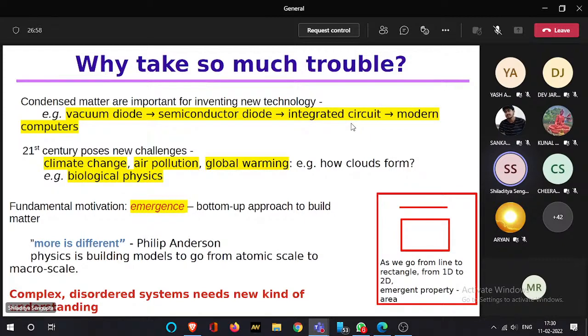So I'll give you two examples. The first example is that almost all the new technologies come from this area. And this is the example: a diode. Initially, people made the vacuum diode. It has a cathode and an anode; di means two, and ode comes from electrode, so it is two electrodes, cathode and anode.